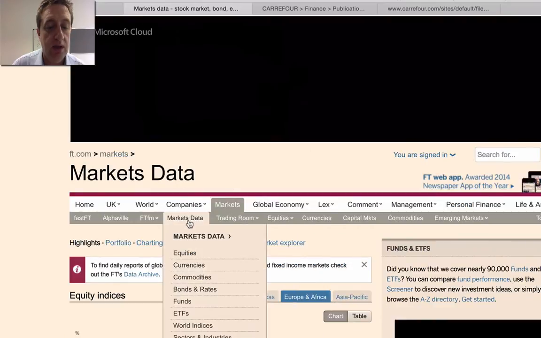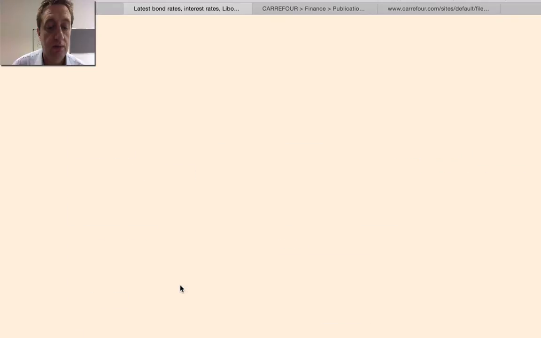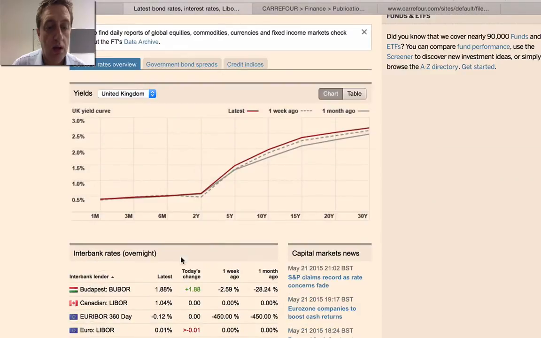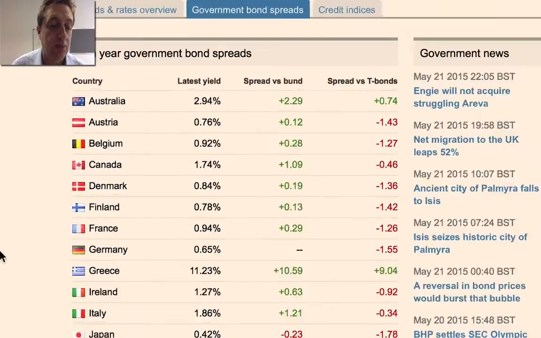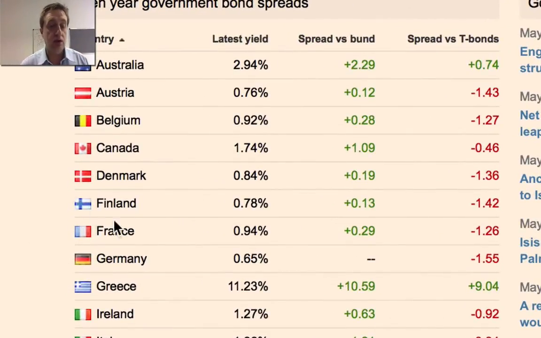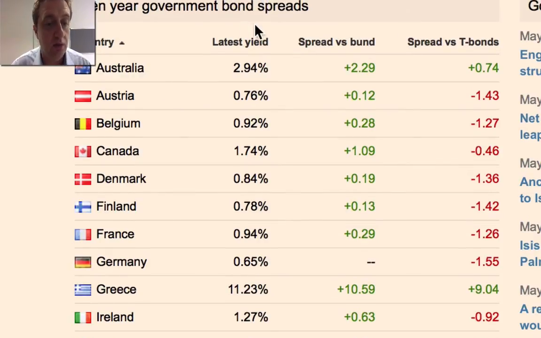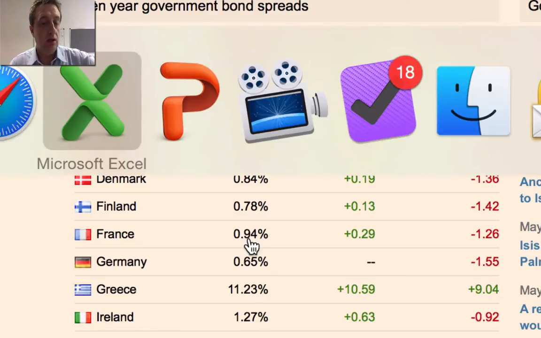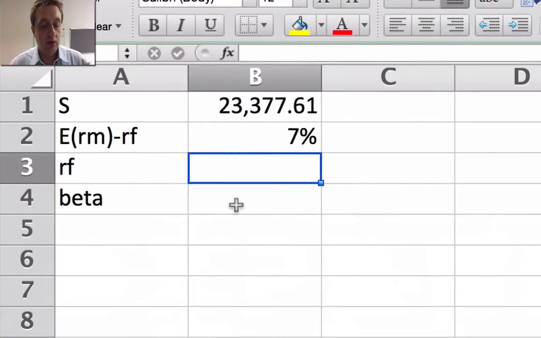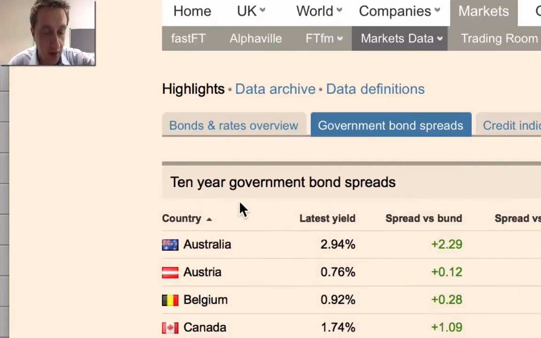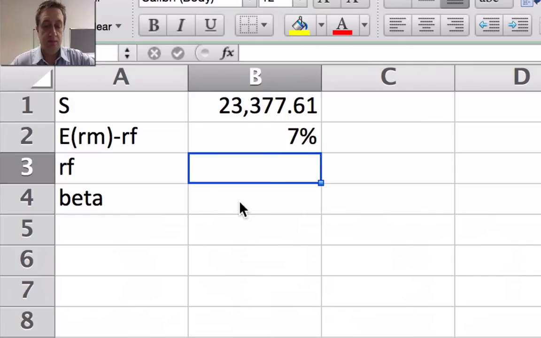And in markets data, I'm going to go to bonds and rates. And then from there, we're going to look at government bond spreads. And Carrefour is predominantly a French company. So let's look at what the French 10-year government bond spread is. And bond yield is 0.94%. So it's really low. And in 2015, the rates were really low. We're at France, 0.94%.